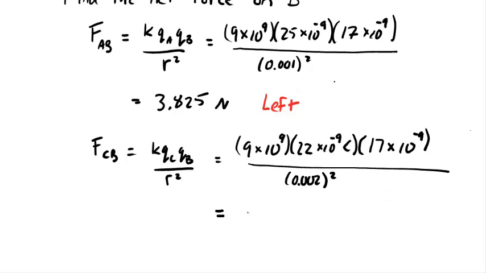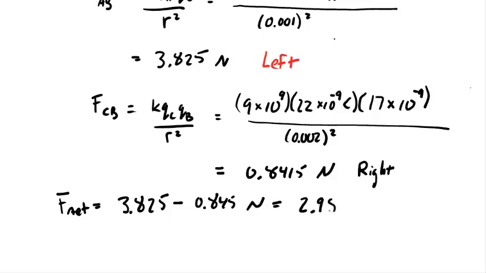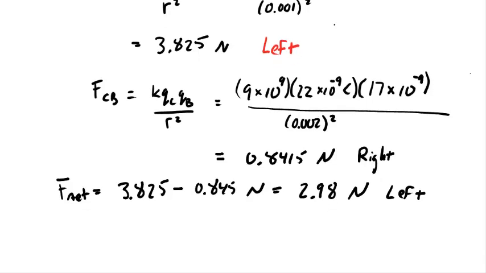And this works out to 0.8415 newtons going to the right. So what I need now is my net force, and I'm going to go with my bigger number, which is going left. So I predict this will be going left after. 3.825 minus 0.845 newtons is equal to 2.98 newtons going to the left. And that is the net force on charge B.